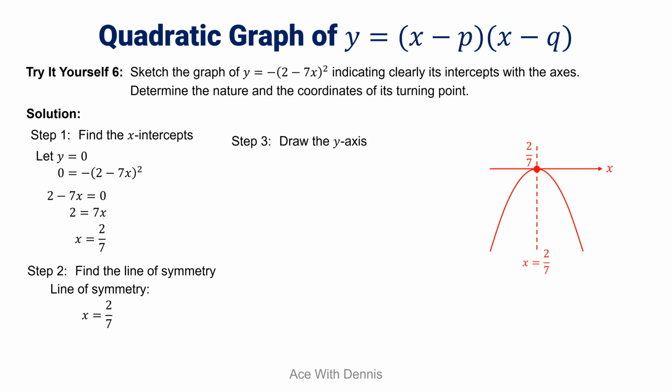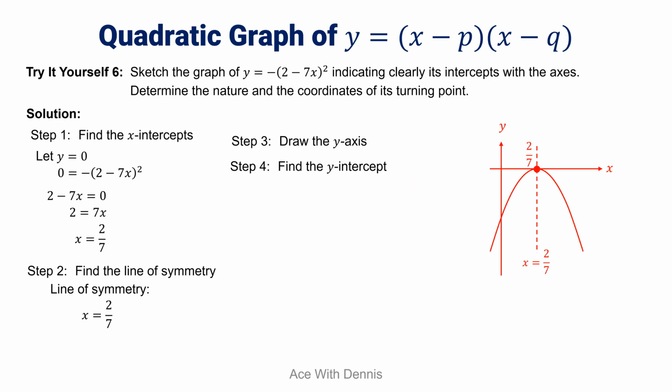Next step, step number 3. We draw the y-axis. So for this case, the y-axis will be at the left hand side of the point 2 over 7. Hence, this is the y-axis.